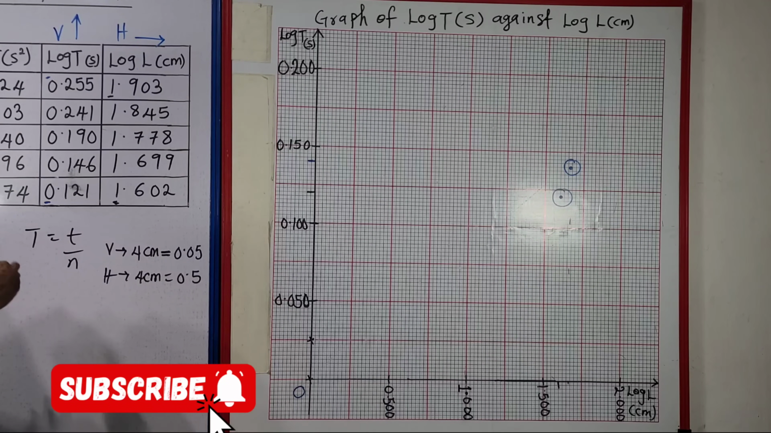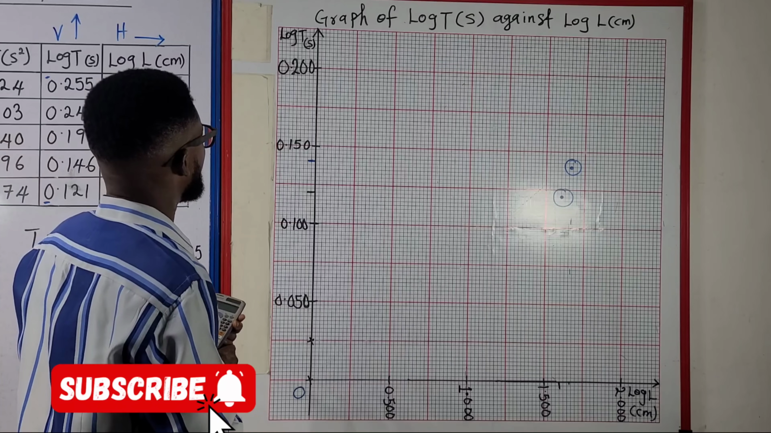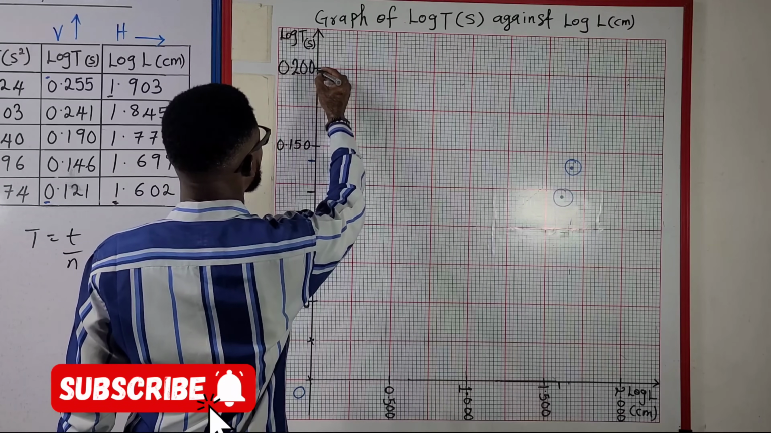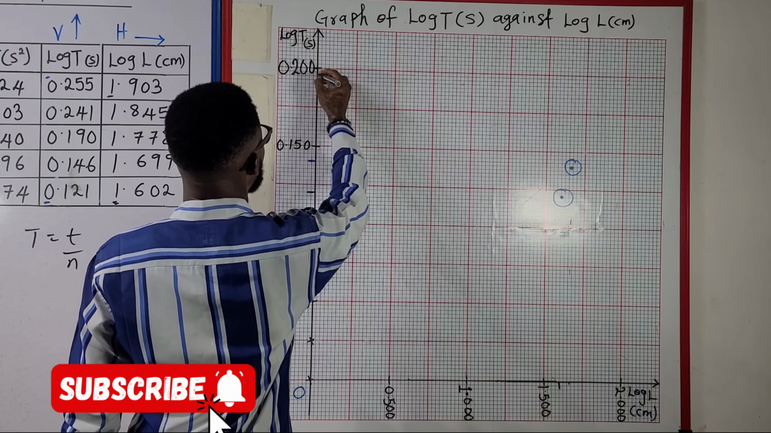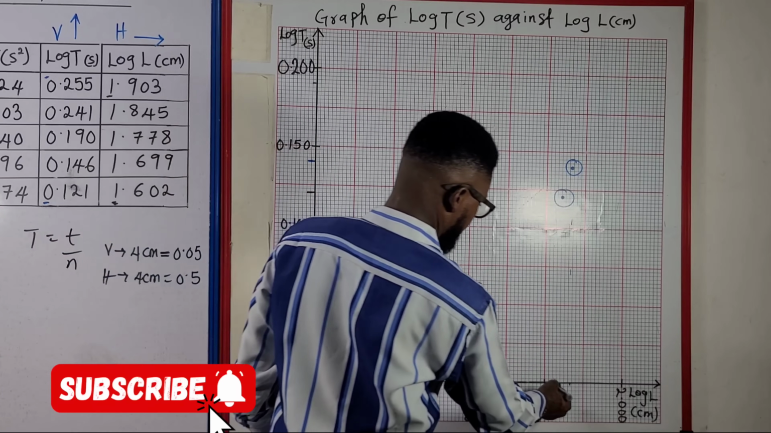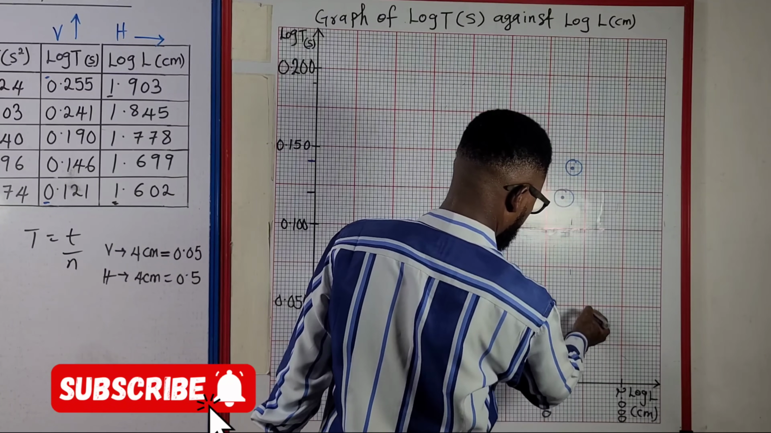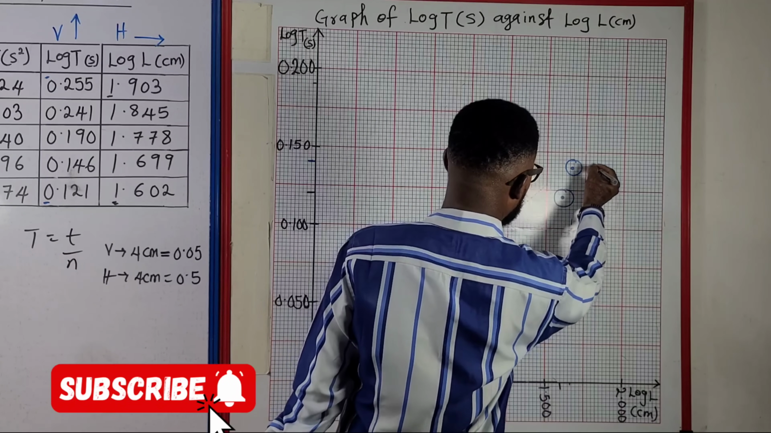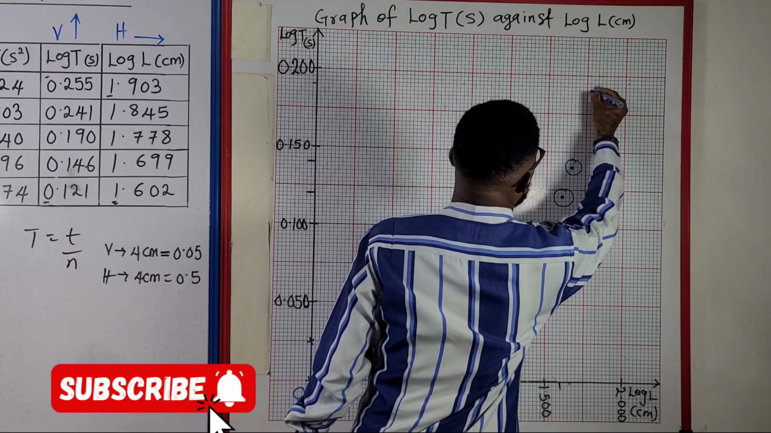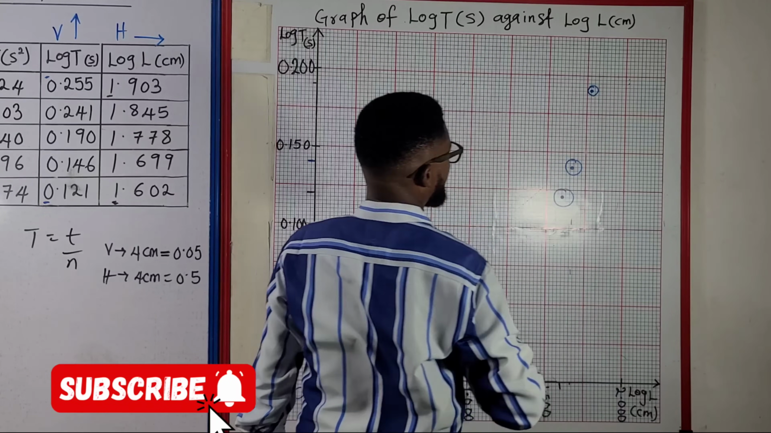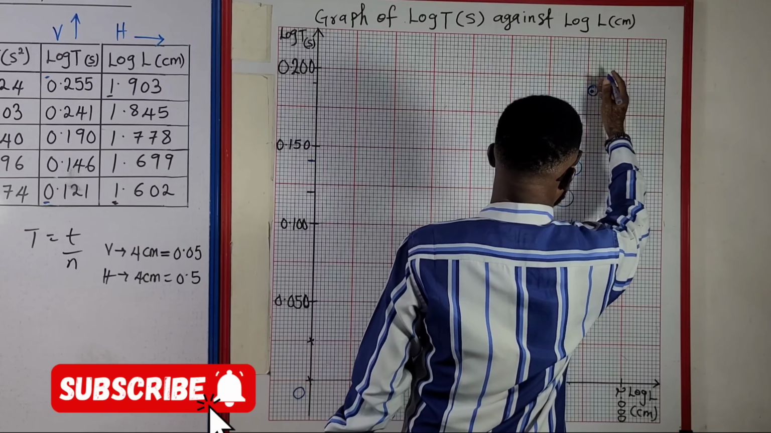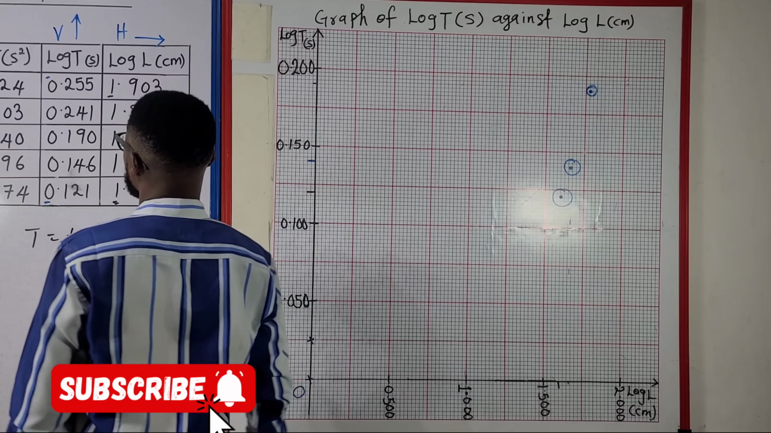0.19. So the next one is 0.19. 0.19 is going to be somewhere around here. 1.778 should be the 11th. That should be, yeah, somewhere here. We've been able to get that out. Okay, for now it's still looking like it.